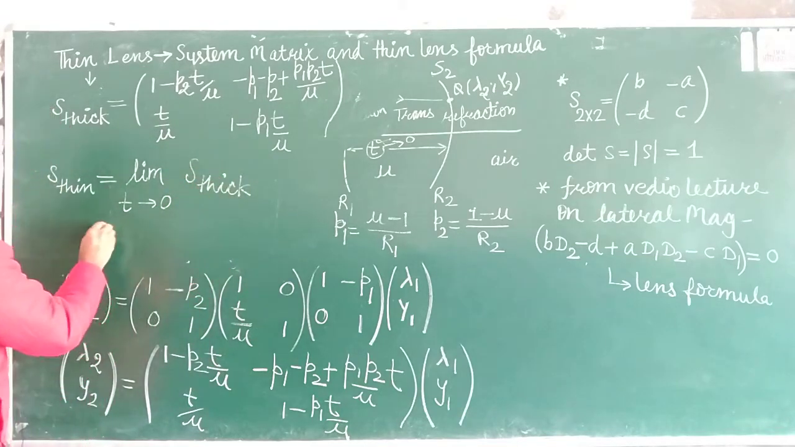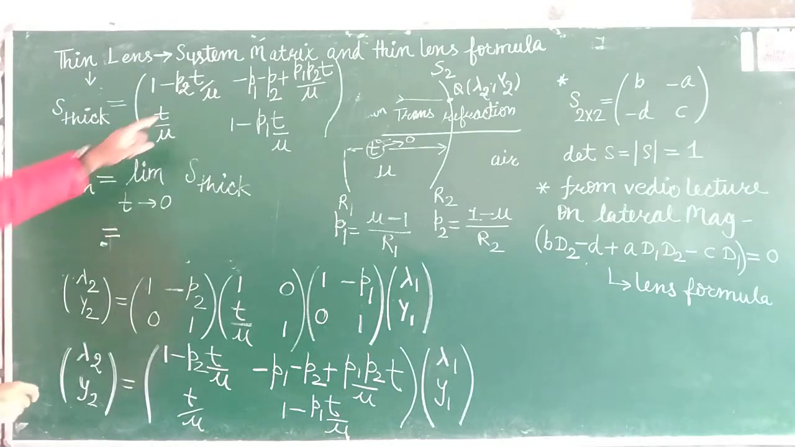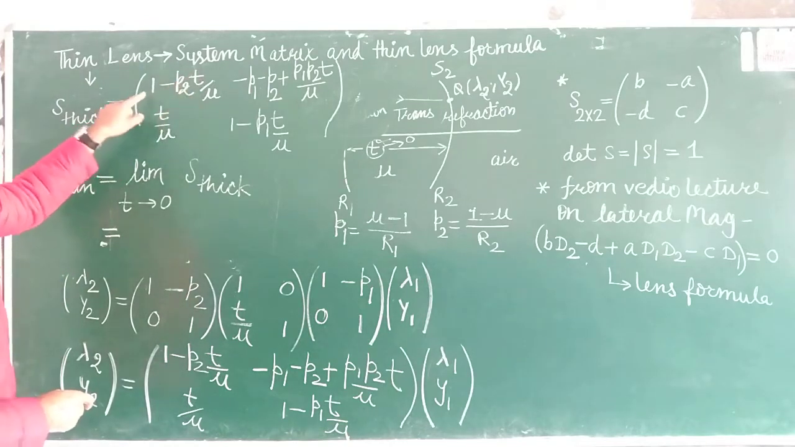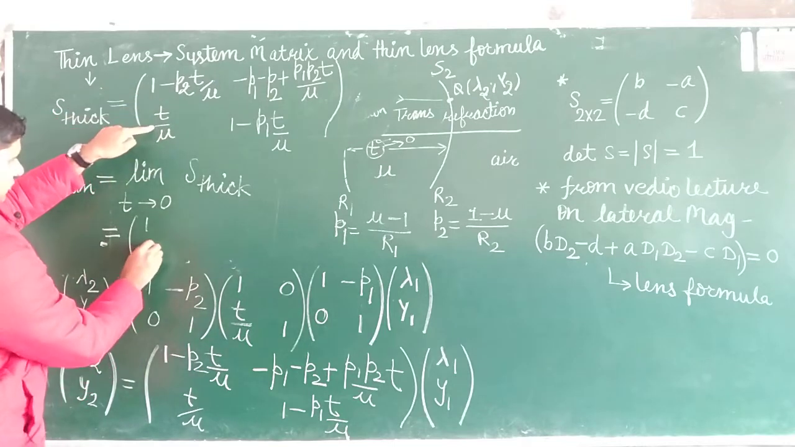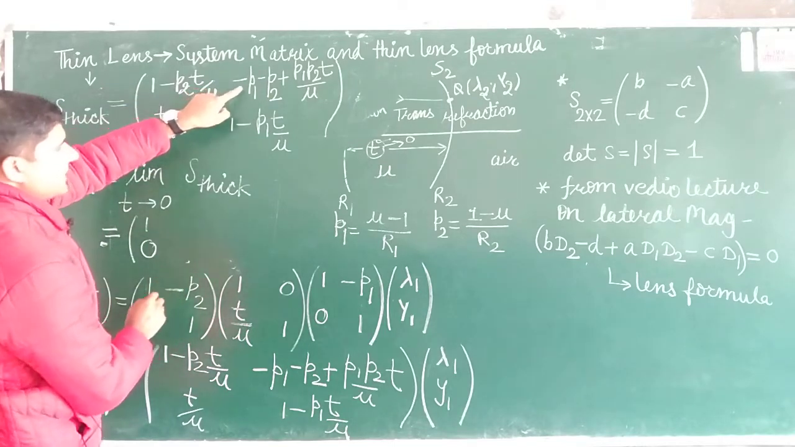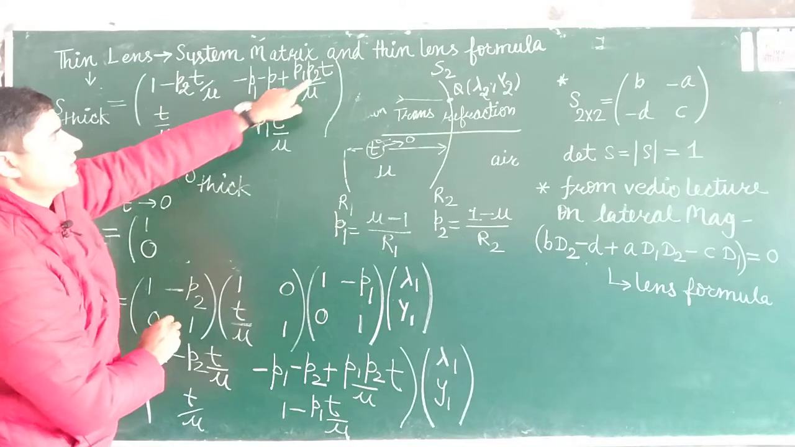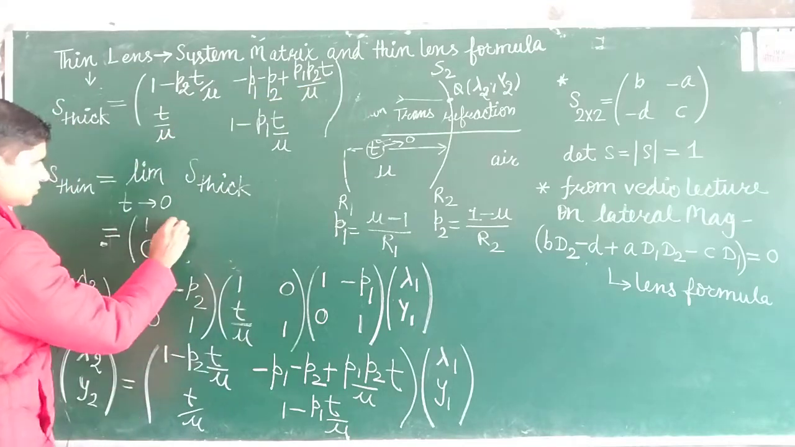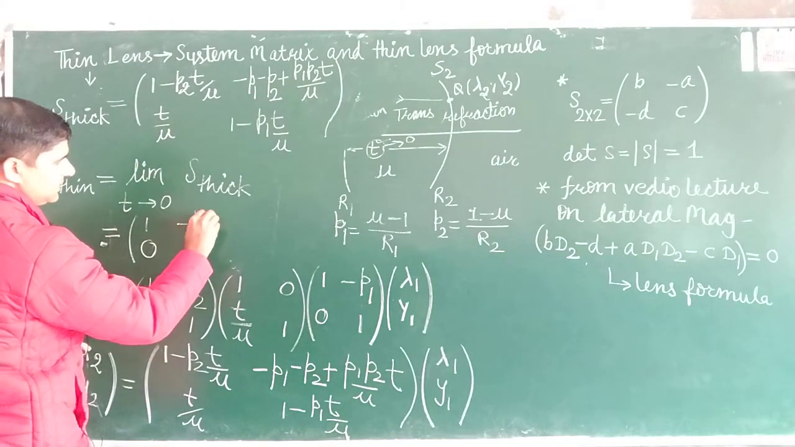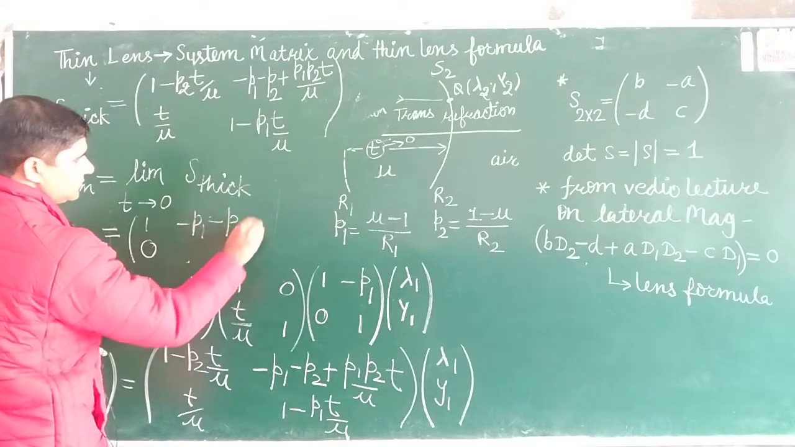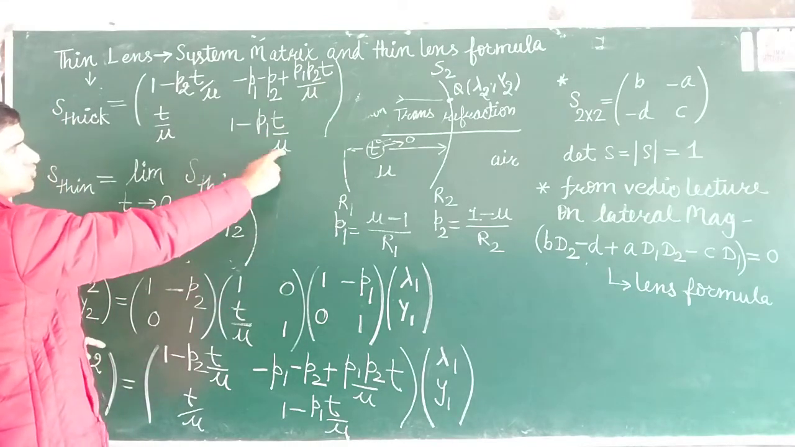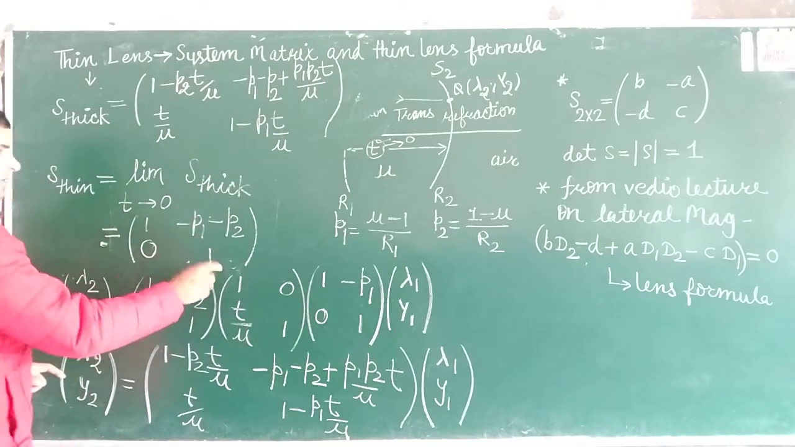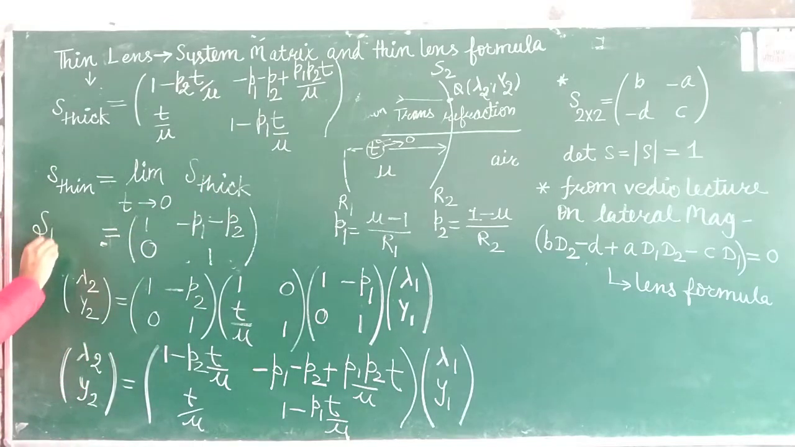Here you will write the system matrix for thick lens. Now see, if you take T to 0 here, then the first element will be 1, and here you will get 0, and here you will get minus P1 minus P2, and this factor will become 0. So I am writing it here, this is P1 minus P2, and then this factor will become 1, reduced to 1. So here I am writing 1. So this is the system matrix for thin lens.